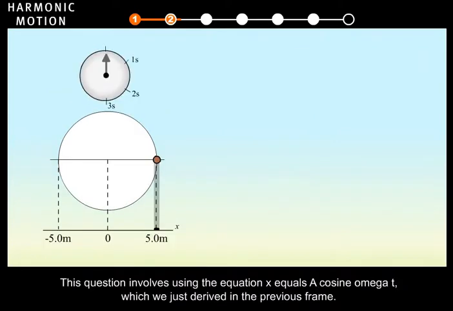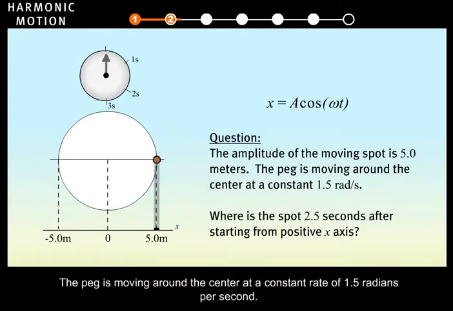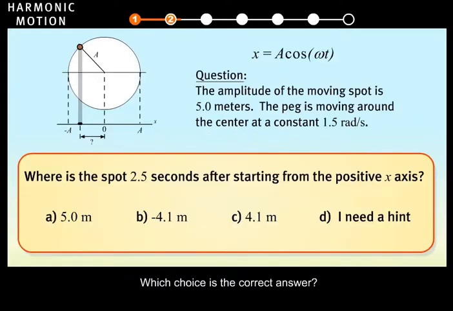This question involves using the equation x equals A cosine omega t, which we just derived in the previous frame. The amplitude of the moving spot is 5.0 meters. The peg is moving around the center at a constant rate of 1.5 radians per second. Where is the spot 2.5 seconds after it leaves the positive x-axis? Which choice is the correct answer?